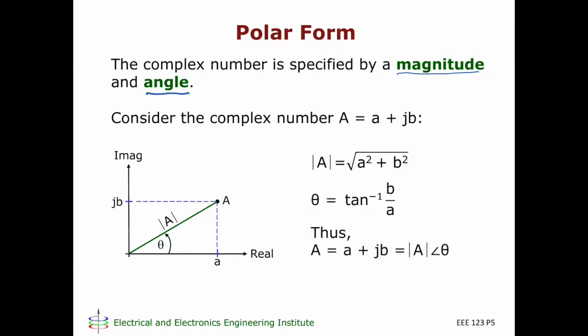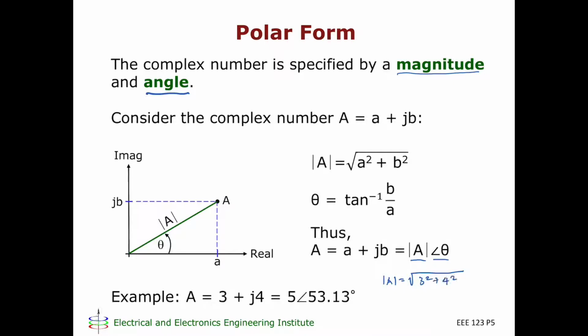Thus, the complex number a plus jb can now be specified as the magnitude of A at an angle of theta. So for example, if we have the number 3 plus j4, the magnitude would be the square root of 3 squared plus 4 squared, which is equal to 5, and the angle would be the arctangent of 4 over 3, which is equal to 53.13 degrees. So here you have 3 plus j4 expressed in polar form.